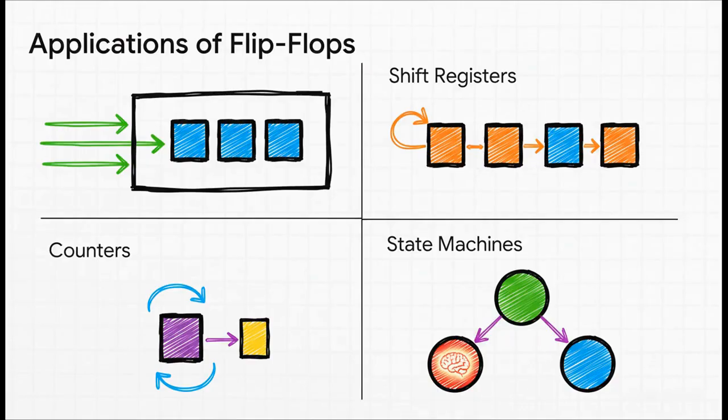So here's the crucial point. These simple 1-bit memory cells are the foundation for, well, everything. You group them together to form registers, which hold data right inside your CPU. You connect them in a long chain to make shift registers, which are essential for things like USB. You hook them up with logic to build counters that can track events, and you use them to create state machines, which are basically the brains of any control unit.